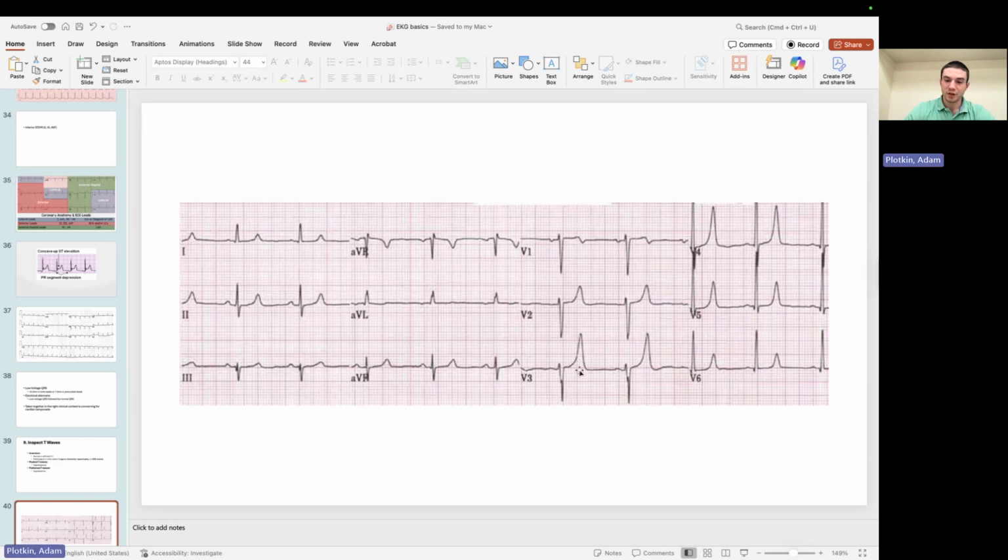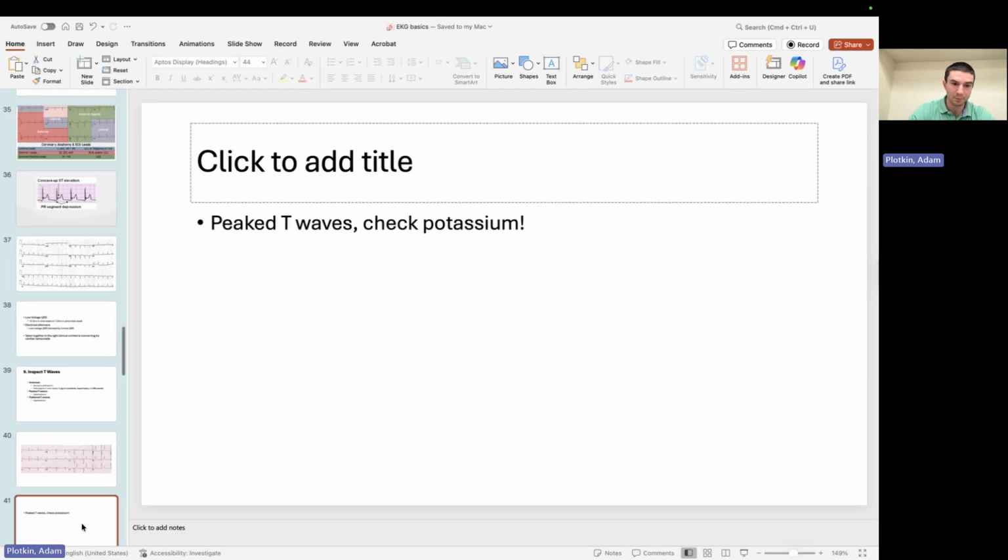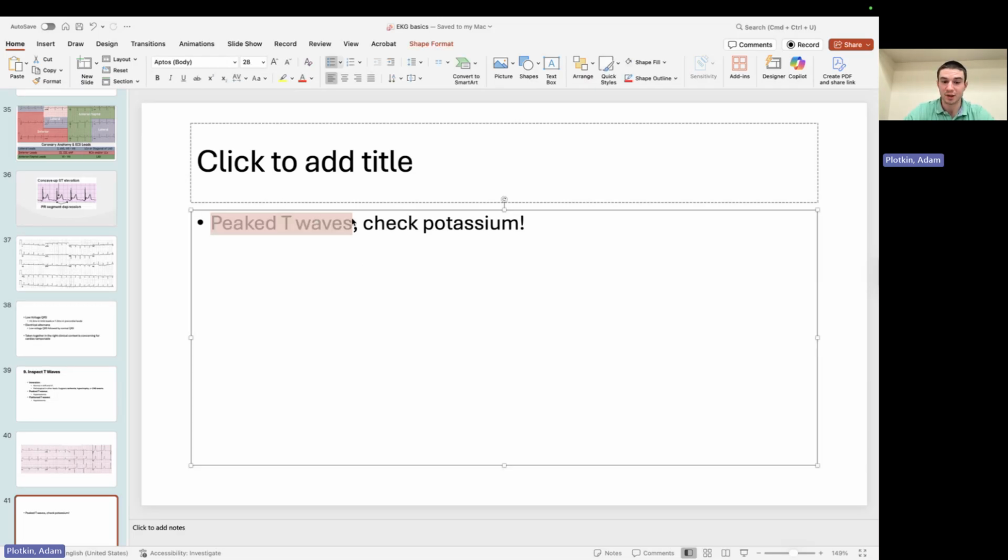So in this one, right, especially in V3, V4, those look like nice tall peaked T waves. If I put my finger on it or if I took a seat on it, that would really hurt. So I'm pretty concerned for hyperkalemia here. So these are peaked T waves, check their potassium. We will talk in my lecture at some point about how to lower your potassium levels.